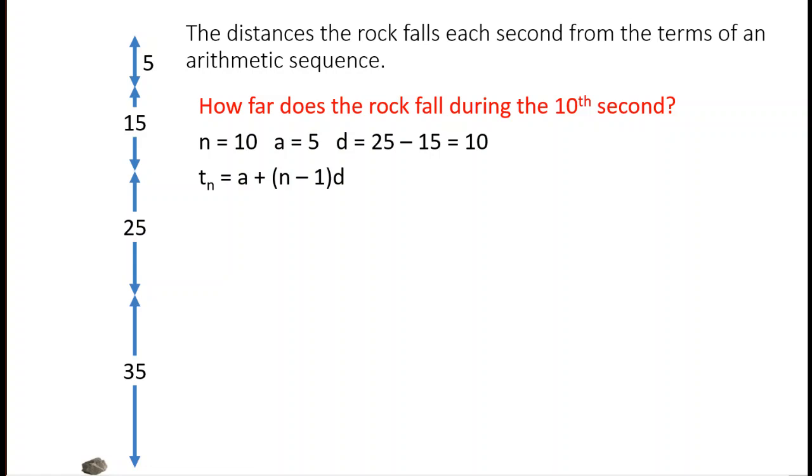That's the formula I'll be using, and I'll be substituting those values that I just spoke about into that formula. So the value of that 10th term is equal to 5, that's a, plus n minus 1 or 10 minus 1 times d, which is 10, and I end up with 95 meters. So that's how far the rock falls during the 10th second of its motion.